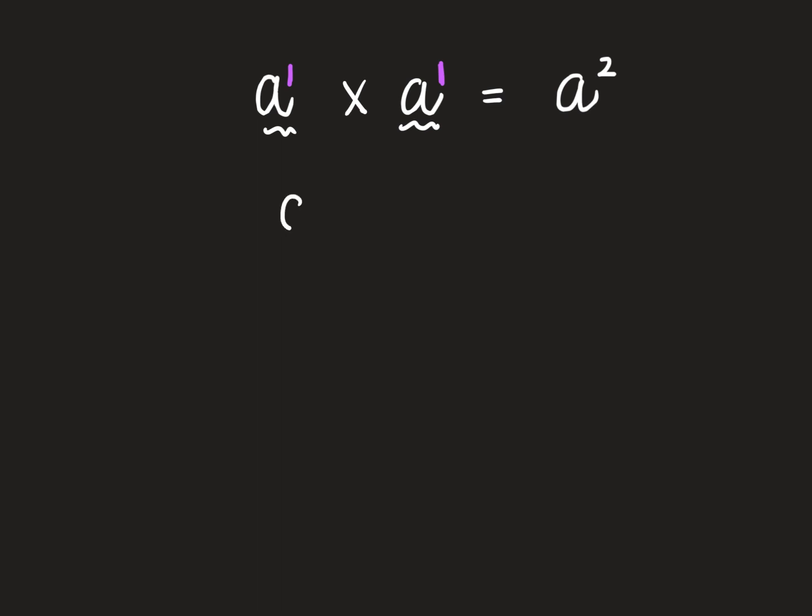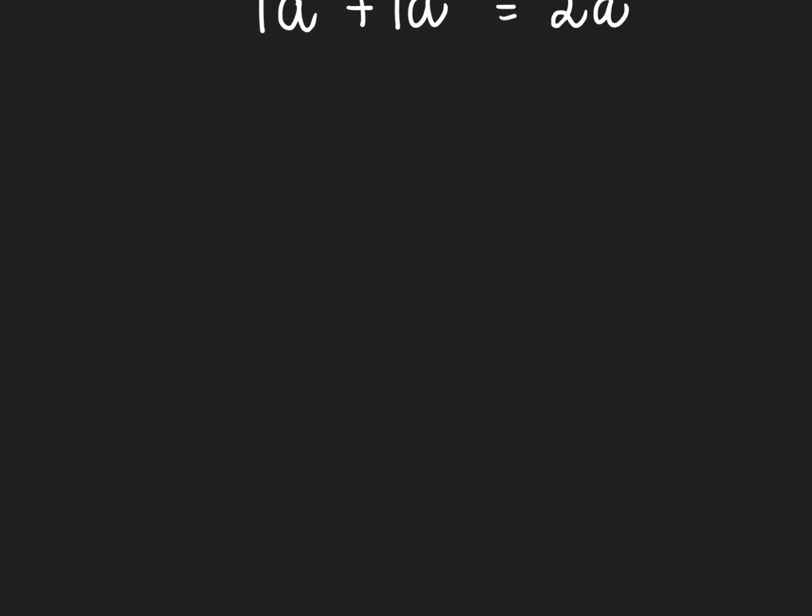Now have a look at this one here. A plus a. Here I've got 1a and I'm adding another 1a. What have I got? Altogether, I've got 2 a's. Let's look at that again.